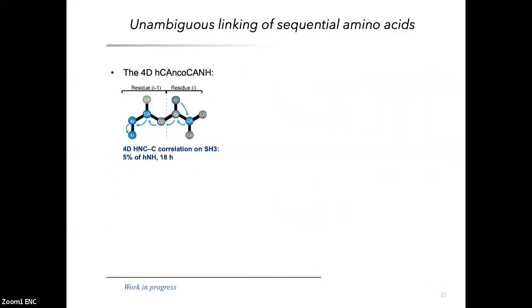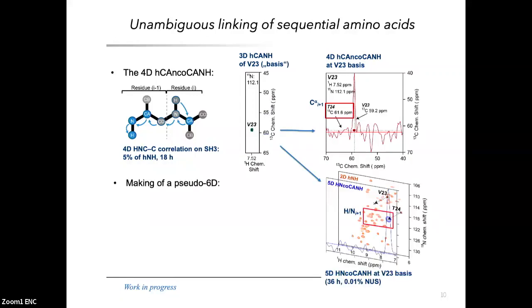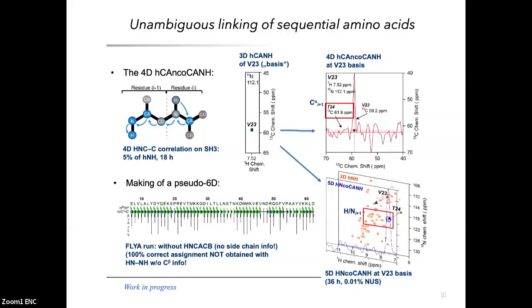And so this is just work in progress, but this is on a small model compound, again, the SH3, not a real protein. And this was recorded in 18 hours, and we get beautiful 4D experiments, which give us, for example, here again, this V23, HN and C alpha shift as a basis, and then we get the next residue C alpha. And so if we combine this with a 5D, that gives us the next residue's N and H. Then we have all the next residue's chemical shifts of the backbone, we can really get very unambiguous connections. So as I said, this is only for SH3 so far, but it has great potential for larger systems.